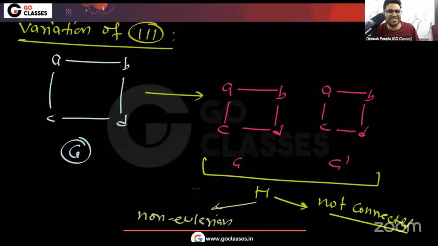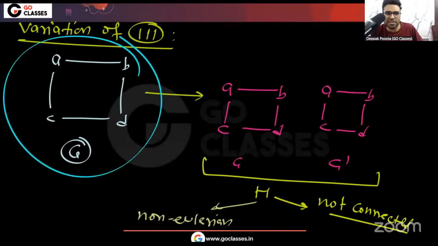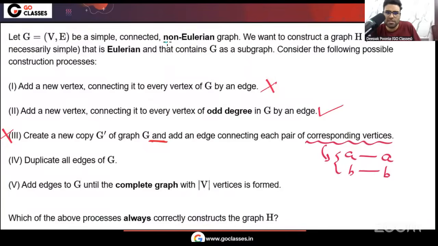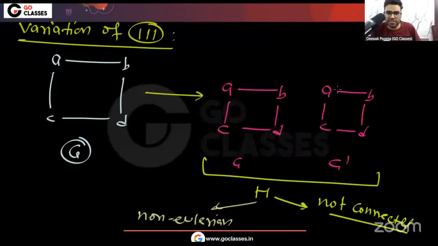If you are thinking this variation is not working, then please notice one thing: in the original graph we don't have any odd degree vertex. This original graph that I have taken is already Eulerian. But actually in this question, the original graph is non-Eulerian. So it means the original graph will have at least two vertices of odd degree. Yes or no? So notice one thing, this is not a counterexample of the variation of third. Remember, this is already Eulerian.